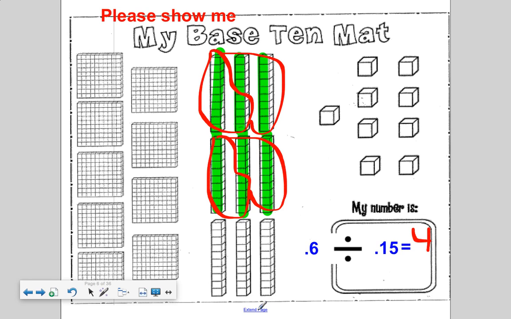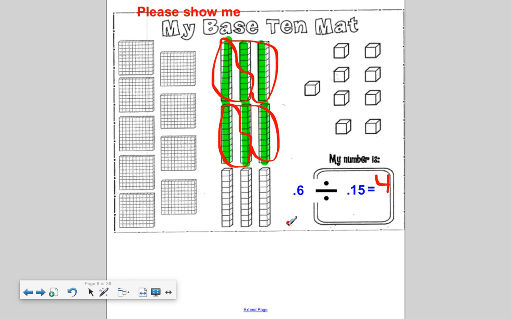What if you don't want to use a pictorial model? Can you rewrite this division of decimals in fractional form? 6/10 divided by 15 hundredths. I prefer working with friendlier numbers. How can I turn 15 hundredths into just 15? What power of 10 should I multiply by? Well, this is in the hundredths place, so I'm going to multiply by 100.